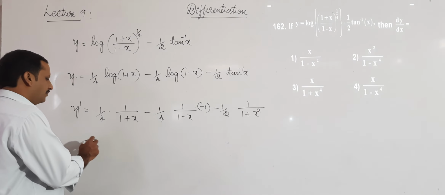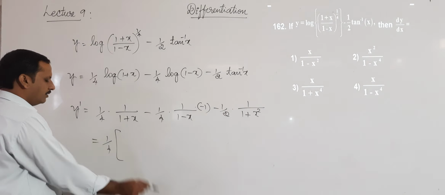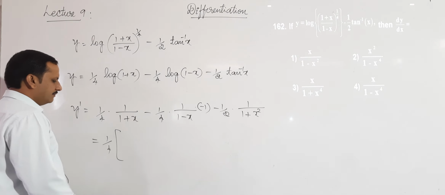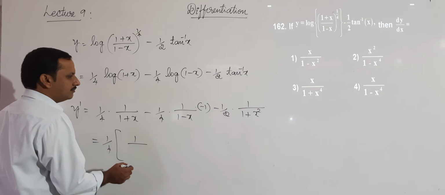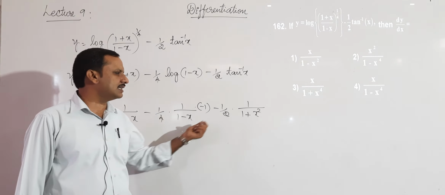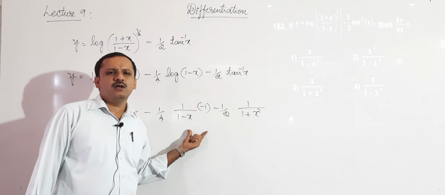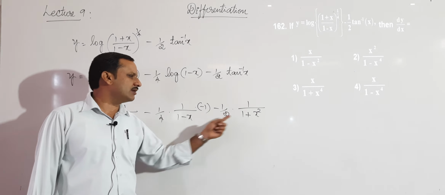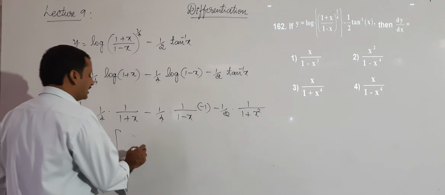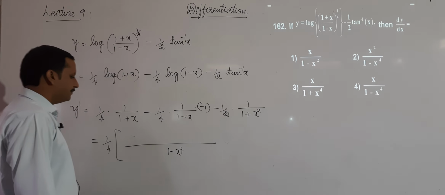Okay, so we will take LCM here. I take 1 by 4 as common. Then take LCM. Yeah, I'll take LCM here. LCM would be 1 plus x into 1 minus x into 1 plus x square. 1 plus x into 1 minus x is 1 minus x square. 1 minus x square into 1 plus x square, that will be 1 minus x power 4. 1 minus x power 4 is the LCM.